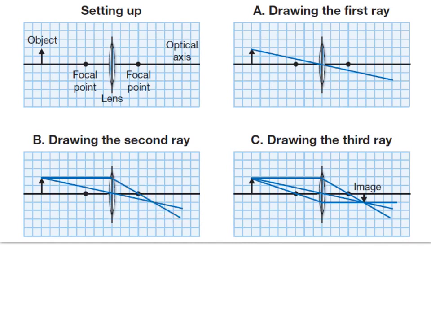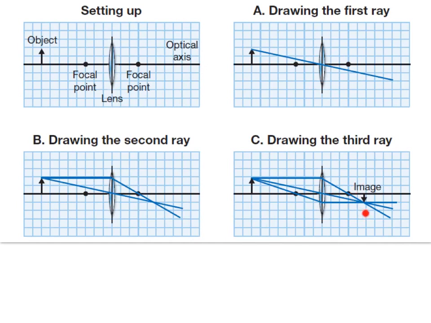So here these two have crossed, and we're going to have a pretty good idea of where the image will appear. But just to be safe, we'll go ahead and draw in the third ray as well, which again starts at the top of the object. This time it passes through the focal point on that side of the lens until it hits the lens itself. Then it will refract and go parallel to the optical axis.